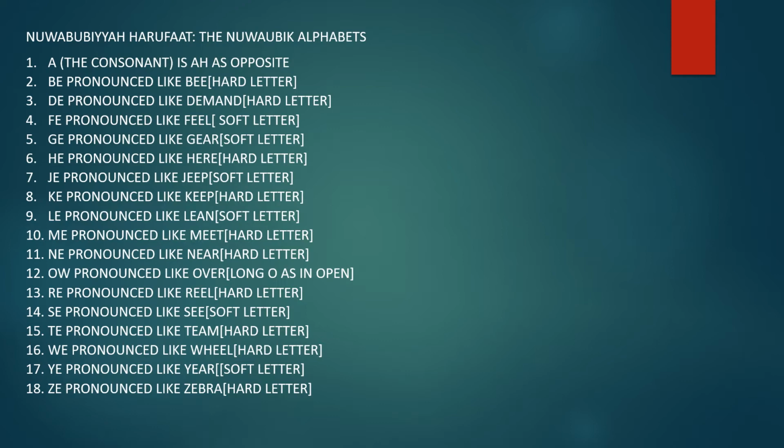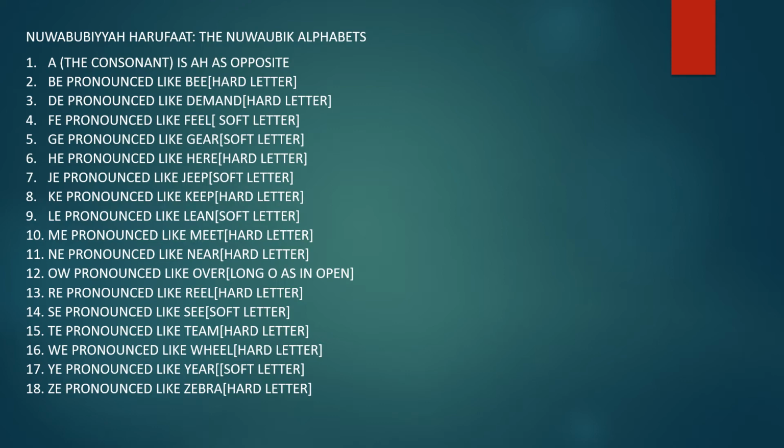The ninth letter of our alphabet is pronounced li. And it's pronounced like lean. And this is a soft letter. The li letter is soft. So when the A precedes it, it would be la.